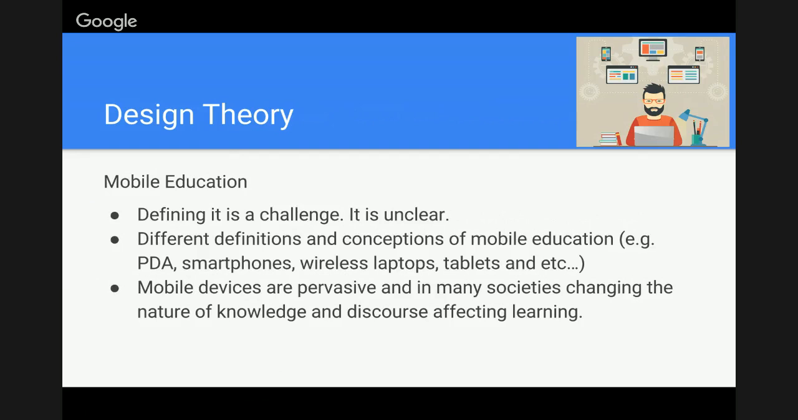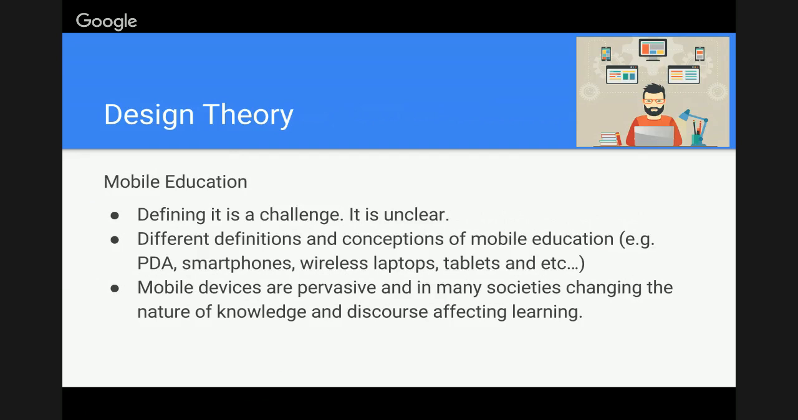Also, mobile devices are very pervasive, and in many societies, the changing nature of knowledge is affecting the way we learn. One thing that Traxler mentions is that the difference between mobile education and e-learning is blurred, but temporary, as the power of technology will advance e-learning and increasingly be accessible with mobile devices.